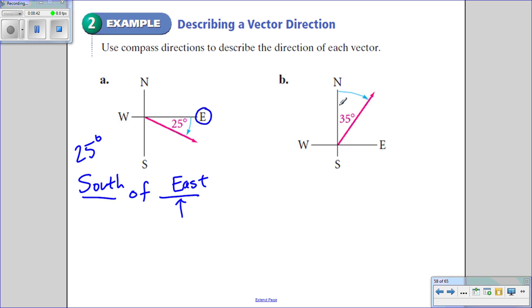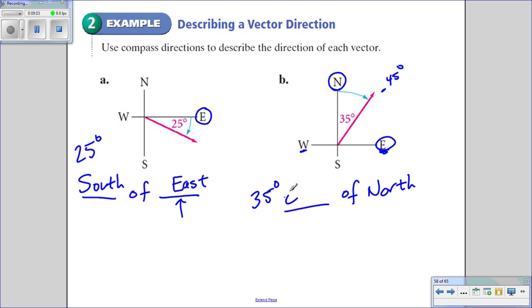Let's try the next one here. This vector is clearly closest to the north end because the halfway point is 45 degrees, so I know it's closer to the north. So it's definitely of north. So this is 35 degrees. Now, is it east of north or west of north? Well, clearly it's east of north. So that's how you describe a vector's direction.